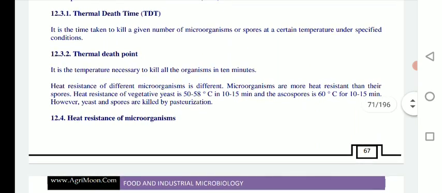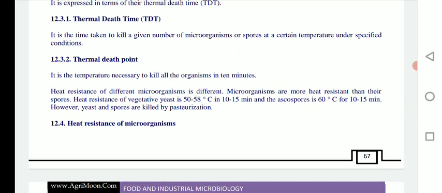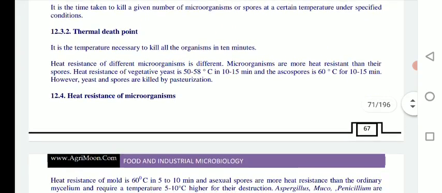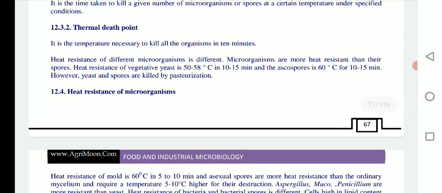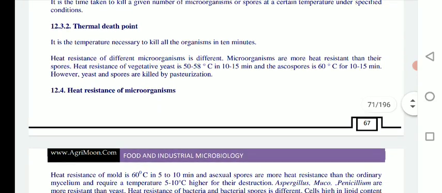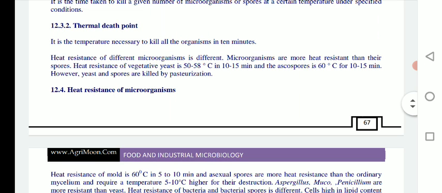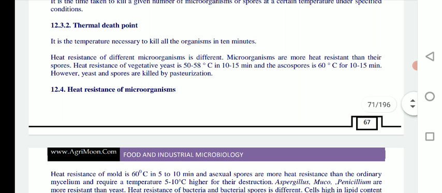So see, these are two different things. First we covered thermal death time, and this is thermal death point. It is the temperature necessary to kill all the microorganisms in 10 minutes. So here the time is kept fixed, 10 minutes, and whatever temperature is required is considered the thermal death point. It is basically the temperature necessary to kill all the organisms in 10 minutes. This means the process is carried out at a fixed time, and the temperature may fluctuate. It may be 60, it may be 80, it may be up to 120, etc.